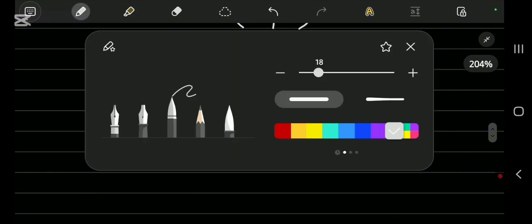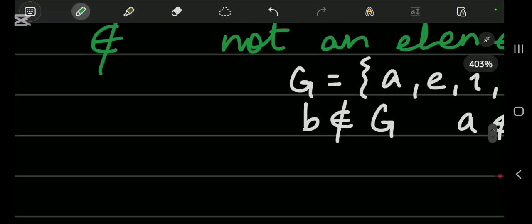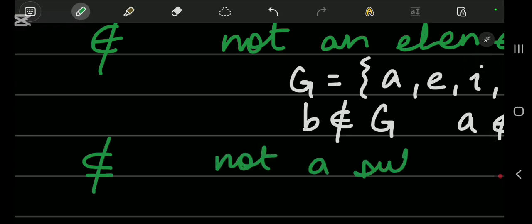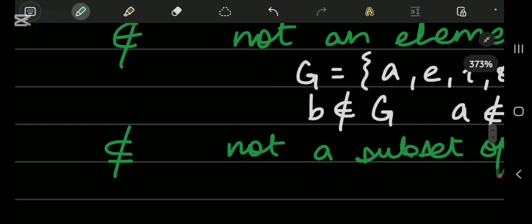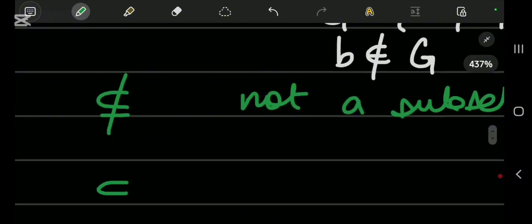So this symbol represents not an element of, also not a subset of, and this represents not a proper subset of.